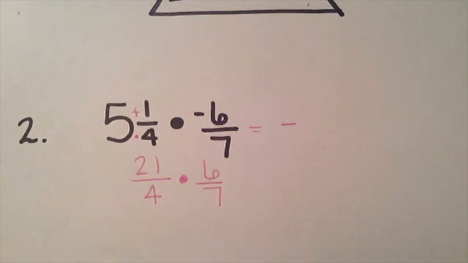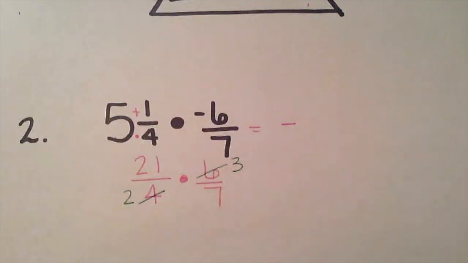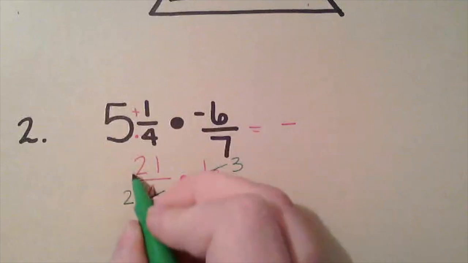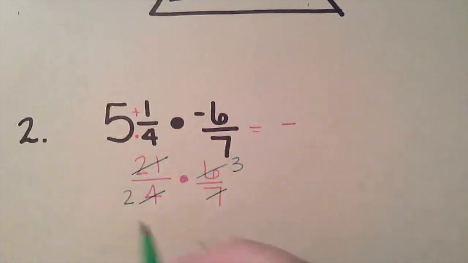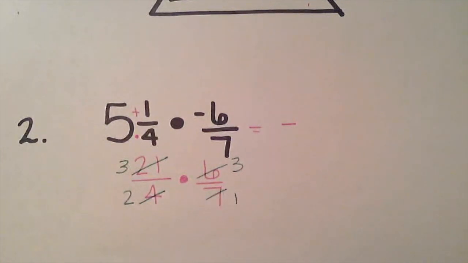Before I multiply, remember the best thing about multiplication, besides the fact that we don't need a common denominator, is that we can simplify. So let's take a look. On the diagonal here, we've got 4 and 6. What can I divide out of both of those numbers? I can divide a 2 out of both of those numbers. 4 divided by 2 is 2. 6 divided by 2 is 3. Now I can look at the other diagonal. I've got 21 and 7. What can I divide out of both of those numbers? I can divide 7 out of both of those numbers. 21 divided by 7 is 3. 7 divided by 7 is 1.